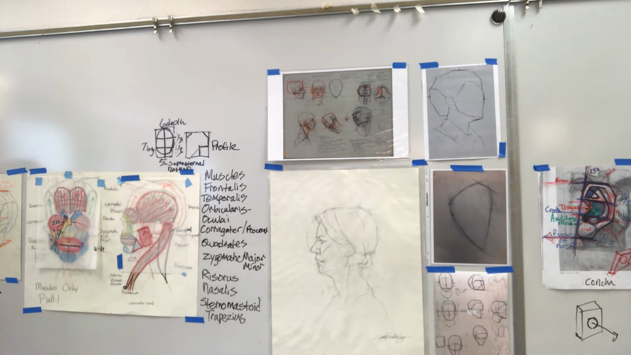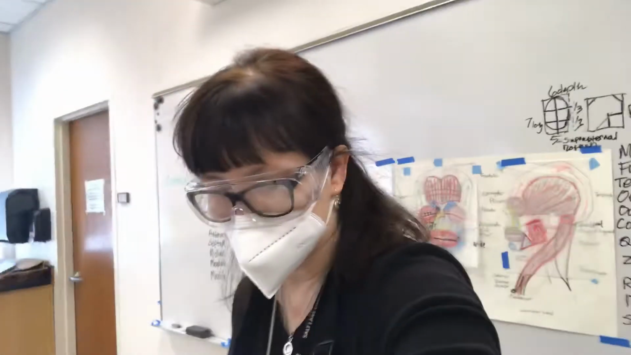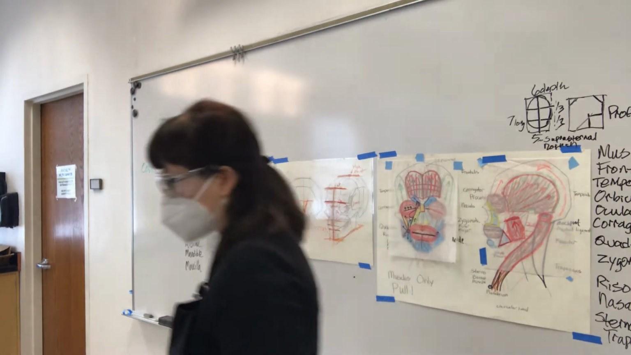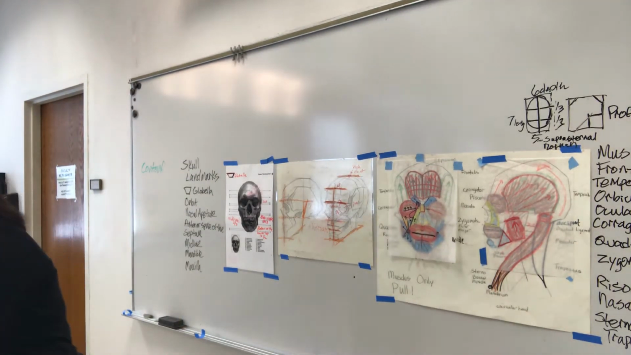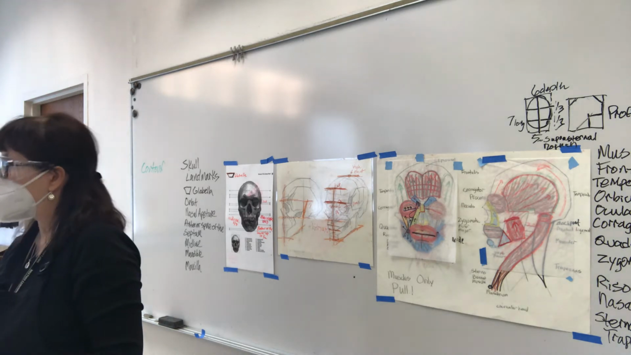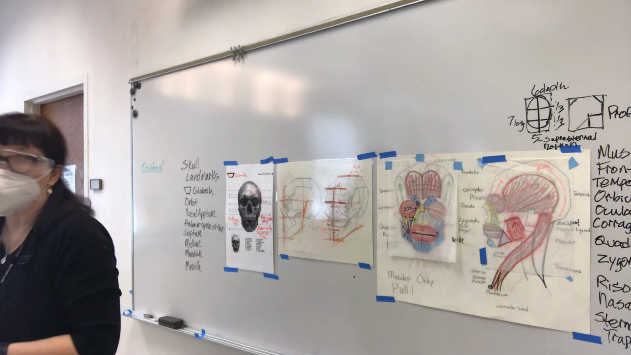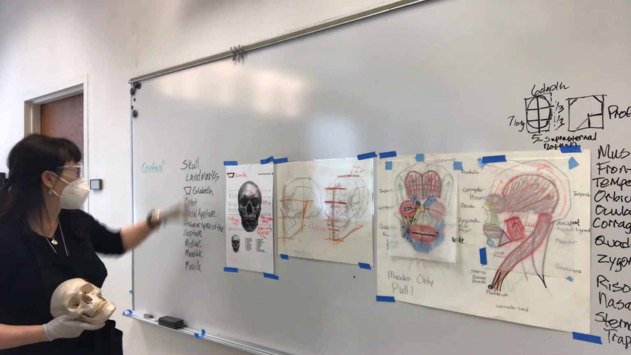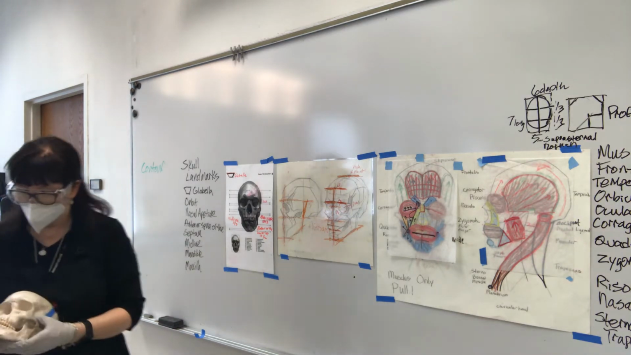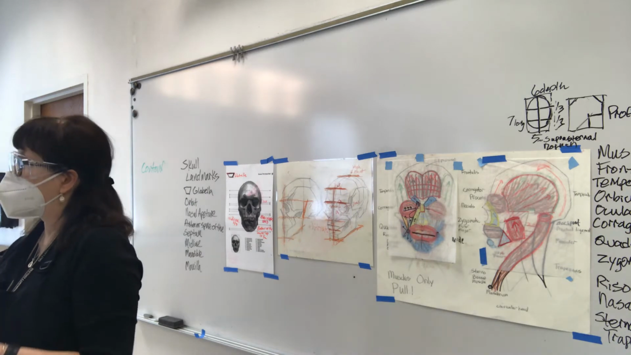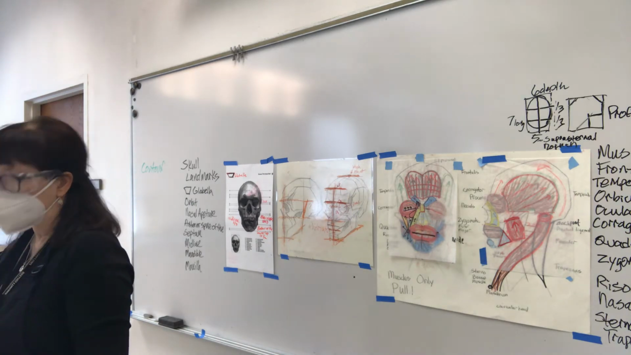Let's get started on the skull itself. Okay, so here's the skull. We're still thinking the planar concept. I've had you do work with that. And now we're going to talk about the individual structure. I've put these terms right here up on the board for you, and I'm going to show you on the skull, and then I'm going to draw it for you.